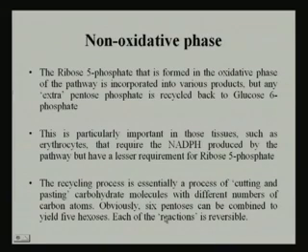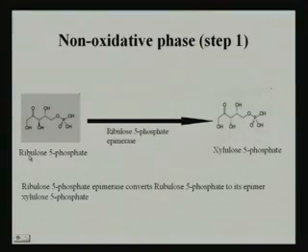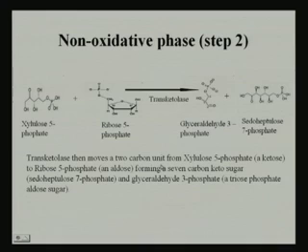Now, going to this non-oxidative pathway, step one is that ribulose 5-phosphate, in the presence of the enzyme ribulose 5-phosphate epimerase, can be converted to xylulose 5-phosphate. This is the epimer of these two sugars, ribulose and xylulose; both are pentose sugars. Xylulose 5-phosphate is the keto pentose and ribose 5-phosphate is the aldo pentose.